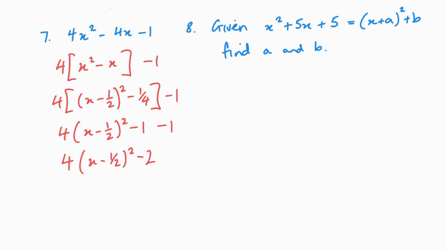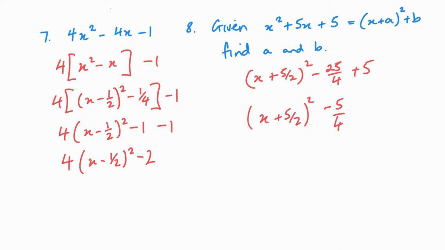And finally, again, completing the square. So x plus 5 over 2 squared minus 25 over 4 plus that 5. Okay, then a bit of simplifying. So 5 would be the same as 20 over 4. Minus 25 over 4 plus 20 over 4 is minus 5 over 4. And then we've got x plus 5 over 2.